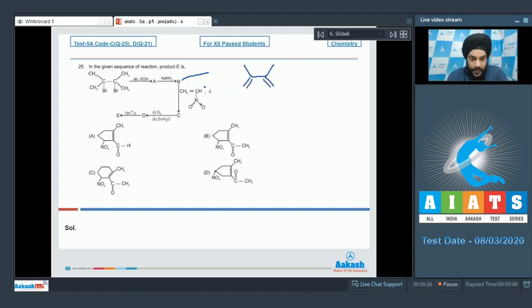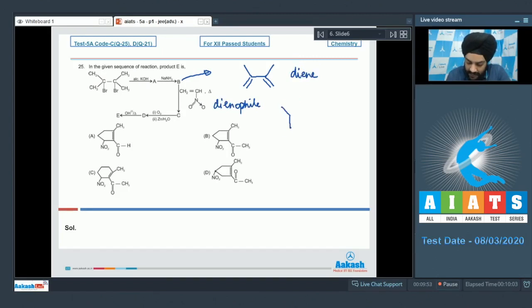So there will be a loss of HBr from the given substrate, which will lead to the formation of this. So this is the compound B which is obtained. Now it is allowed to react with CH2=CHNO2 in presence of heat. So students, we have a diene and we have a dienophile. So this is the Diels-Alder reaction.